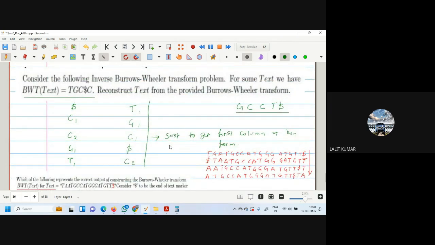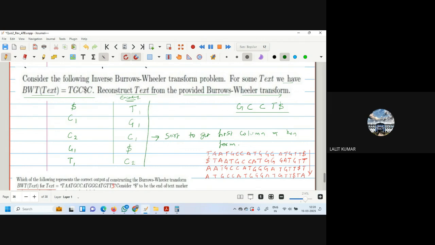Now we come to the next question. Consider the following inverse Burrows-Wheeler transform problem. For some text, we have BWT of text is TGC$C. So this is the last column. Yesterday we had seen this. So this is the encoding.